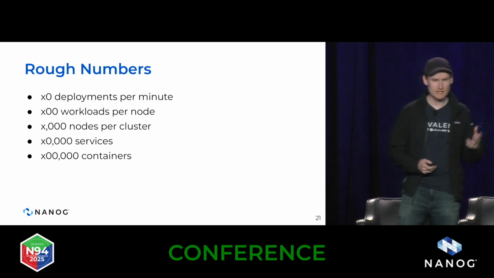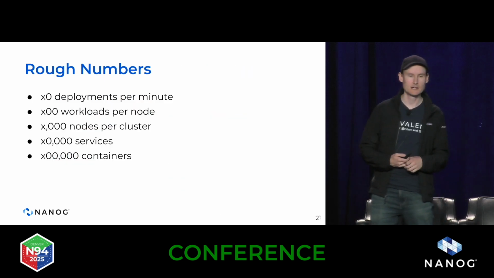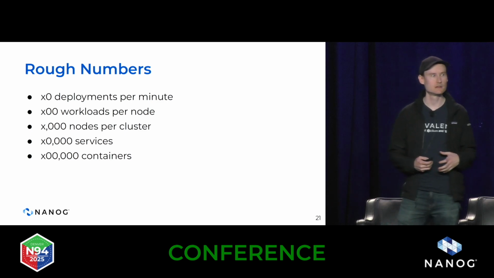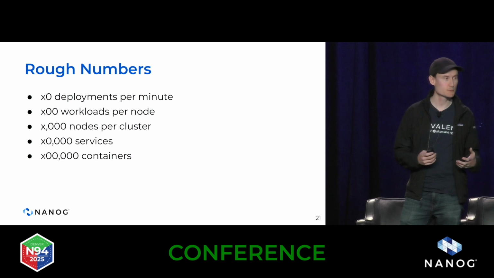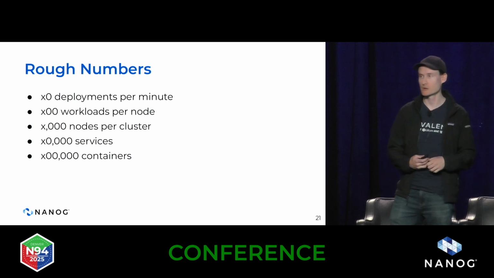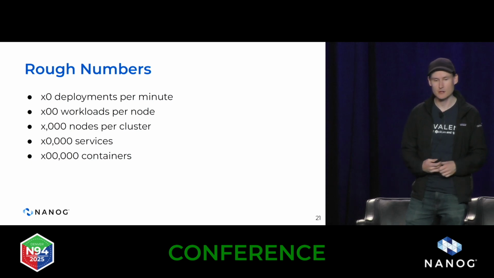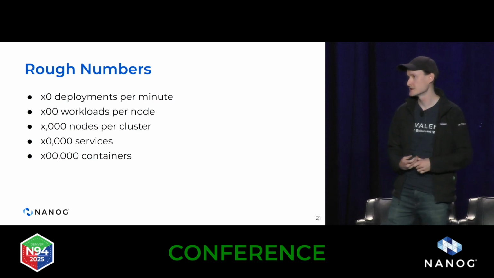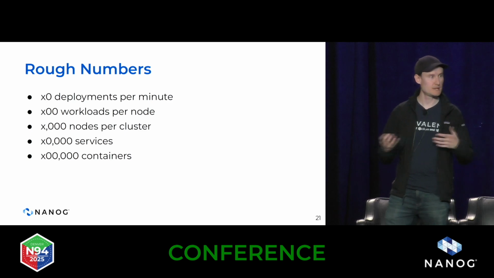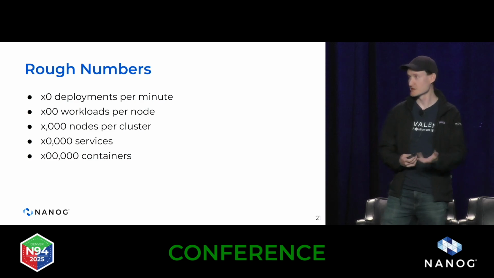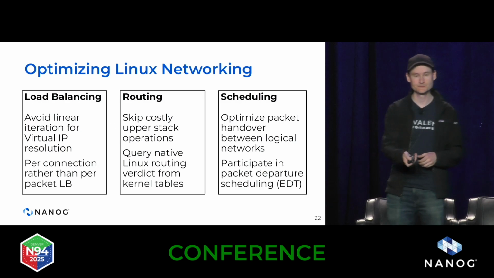So I want to talk briefly about the sort of numbers we're talking about here, just to give a sense of the churn and scale. So we're talking about potentially churning perhaps tens of deployments on a node per minute. There may be 100 or more workloads on each of those nodes. There may be thousands of nodes in the cluster, which are connected through virtual IP services in the numbers of 10,000s. And you may be talking about 100,000 containers or more. And then rinse and repeat if you have additional clusters.